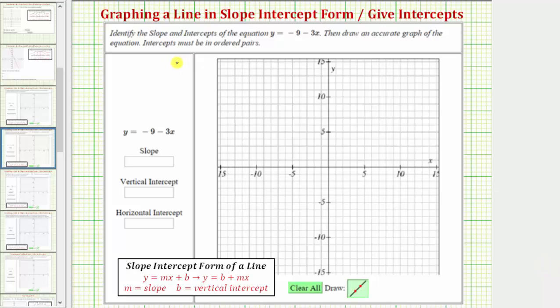We're asked to identify the slope and the intercepts of the equation y equals -9 minus 3x, and then draw an accurate graph of the equation.